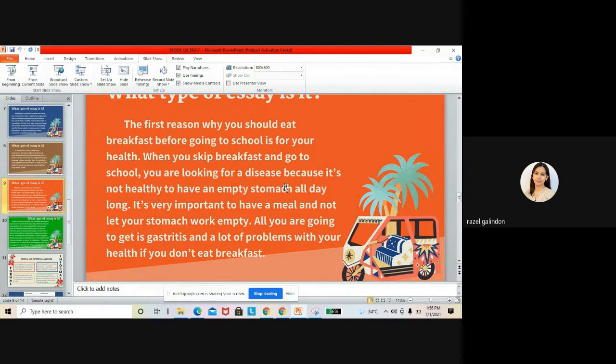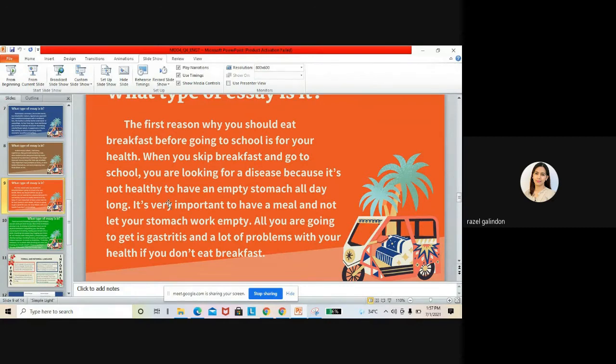eat our breakfast before going to school. He or she even provided the different reasons why we should not skip our breakfast. What will happen to us? And then, nagbigay siya ng cause and effect, no? Pero nagkaroon din ma'am sa expository po eh. Kaso siya po, ma'am, yung reference po, ma'am. Opo, yun ang difference. Very good.